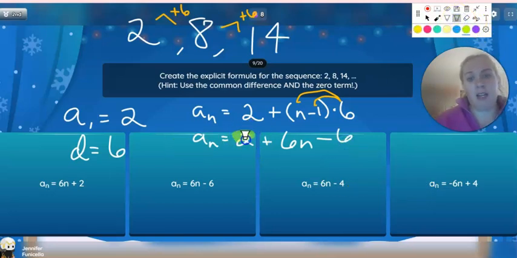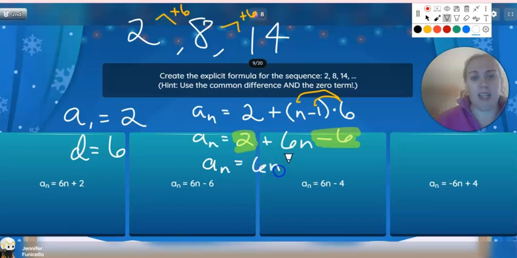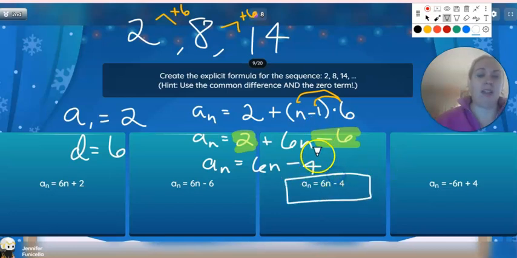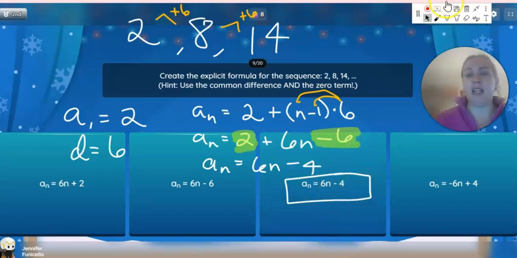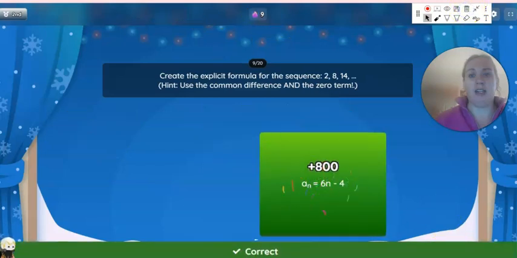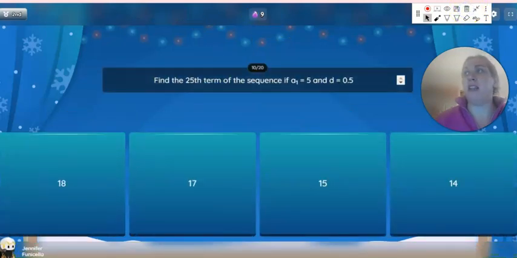And then we just combine our like terms. We have a 2 and we have a negative 6. So we get 6n minus 4, because 2 minus 6 is a negative 4. So this is the more simplified version, but again, we got it from that same equation that we've been practicing. So when you're ready, go ahead and click that answer and clear the screen, and we're on number 10.